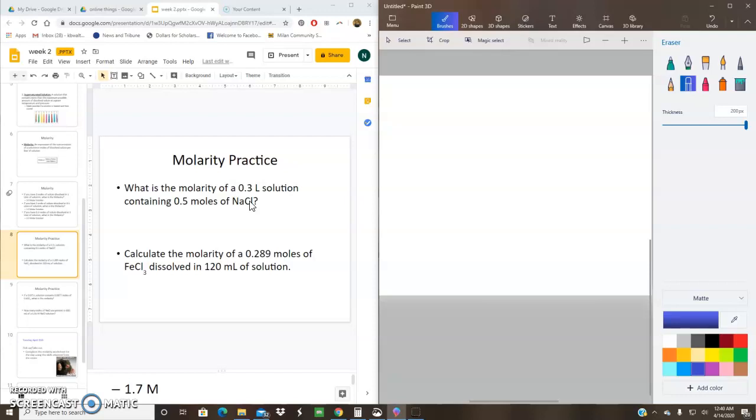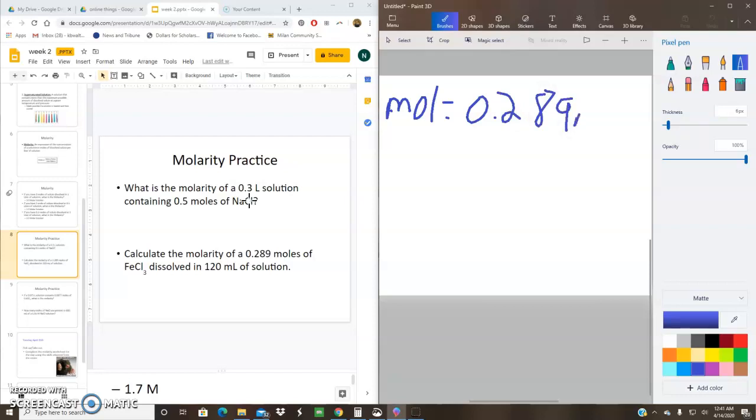So, let's continue with what we were doing. For our next problem, we're asked to calculate the molarity of 0.289 moles of FeCl3 dissolved in 120 milliliters of solution. Now, I'm saying milliliters. That should be a red flag.